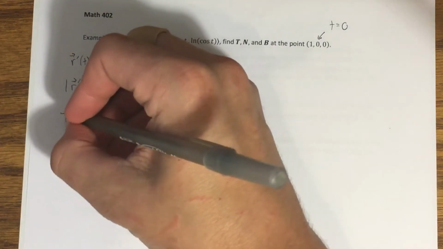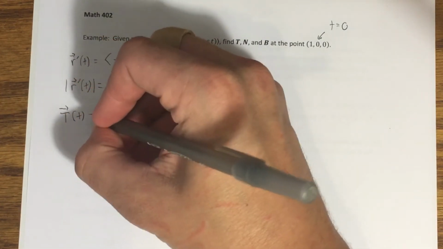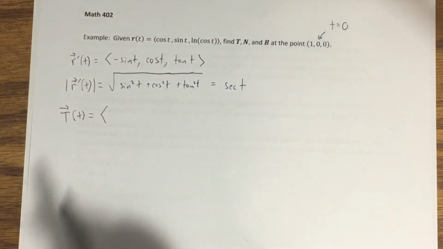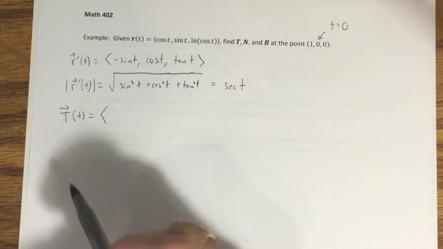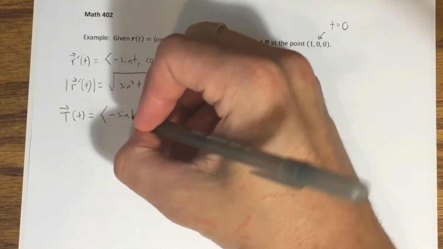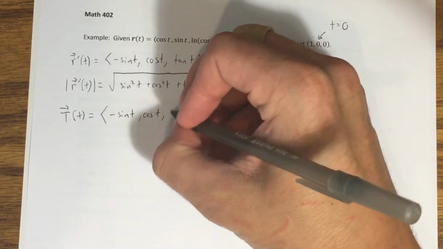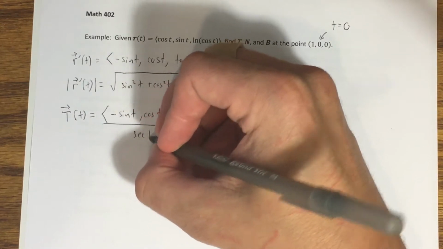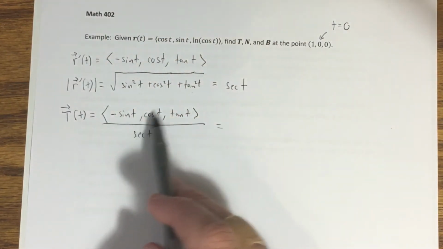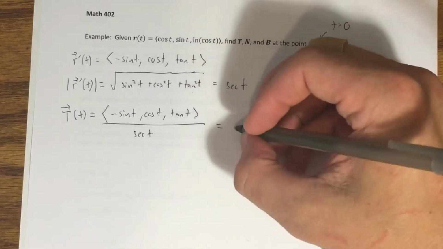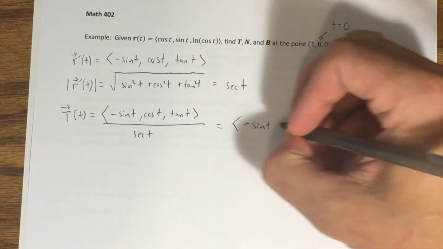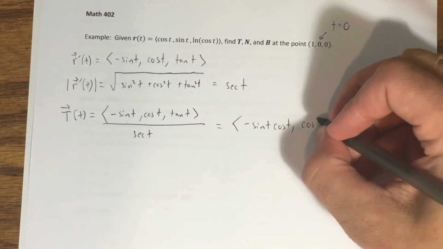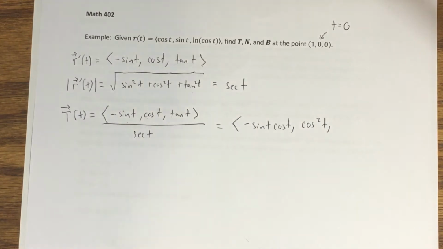Okay, so what is t? There is some trig here, pretty straightforward trig, but it's some simplifying that you have to take care of. So remember, t is negative sine of t, cosine of t, tangent of t, divided by that magnitude we just found, secant of t. Which again is the same thing as dividing each component by secant. Well, negative sine over secant is the same thing as negative sine of t times cosine of t. Cosine of t over secant of t is the same thing as cosine squared. Tangent of t over secant of t.